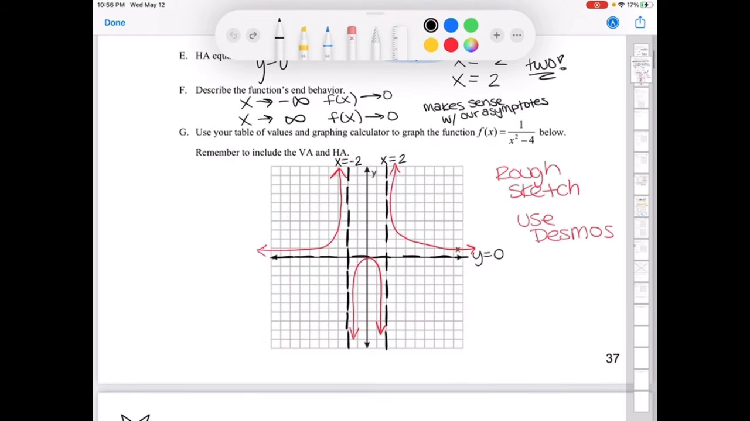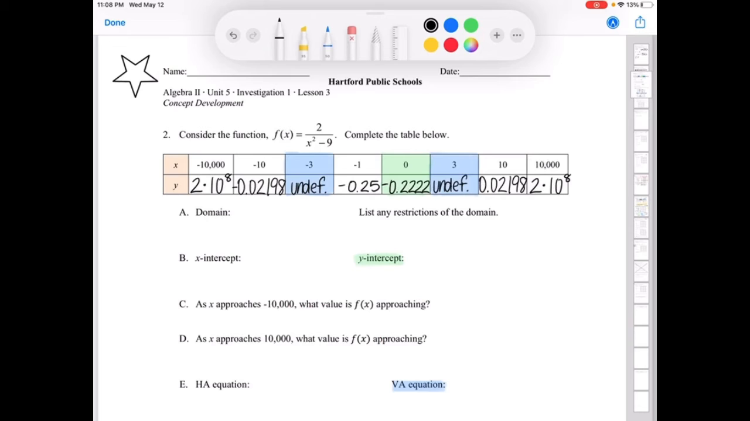Here I made a little rough sketch, but feel free to use Desmos so you don't have to graph it. On the next page, number 2 is a very similar function. We have 2 over x squared minus 9. Again, we have a denominator degree that's greater than our numerator degree. So here we're going to fill out this table. You could have also graphed it in Desmos, but we'll look at that in just a second.